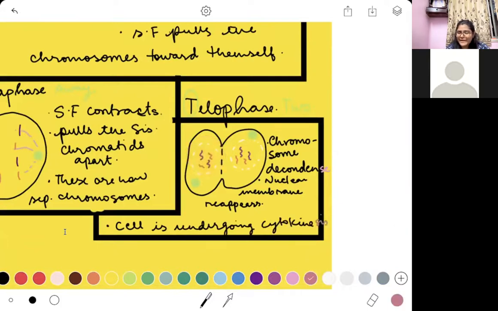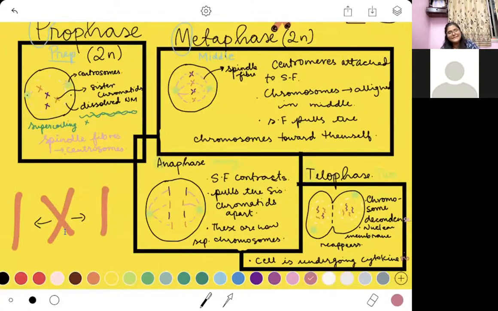Once you see that your nuclear membrane has reappeared, the cell is undergoing cytokinesis. What is cytokinesis? Cytokinesis is basically the movement of your cellular material where an invagination of the membranes is going to take place, and this invagination of the membranes like this is going to result in the formation of 2 individual cells. All these steps together constitute your cellular division in the form of mitosis.